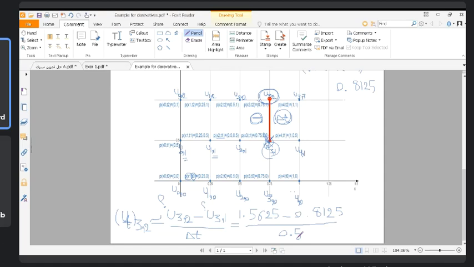And what about the solution of this fraction? 1.5625 minus 0.8125 over 0.5, and the solution is 1.5. Okay?